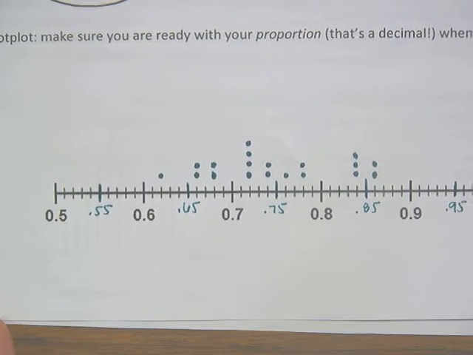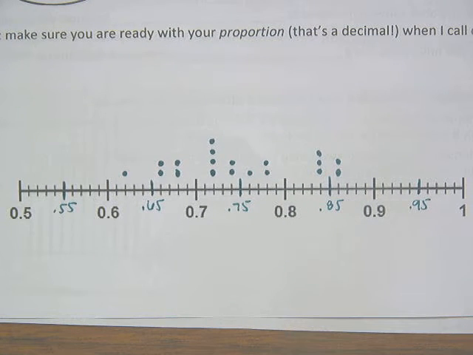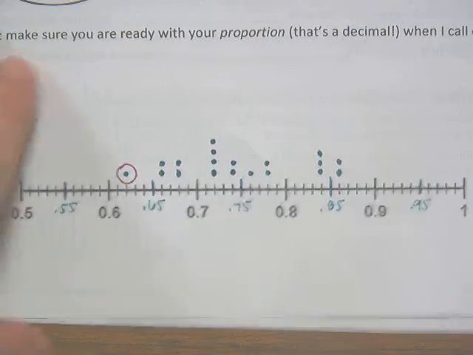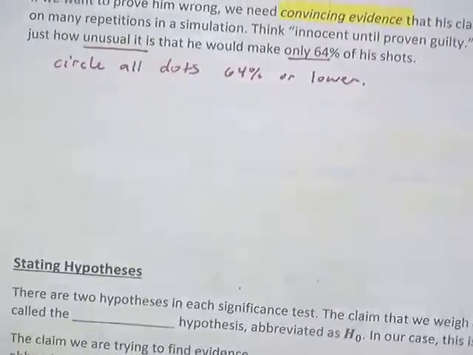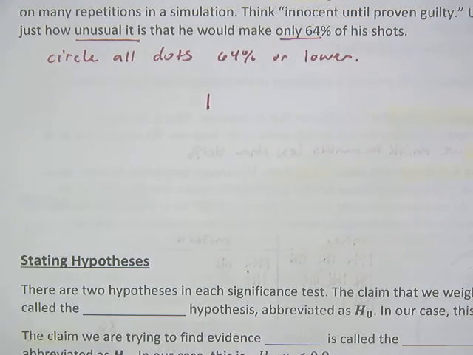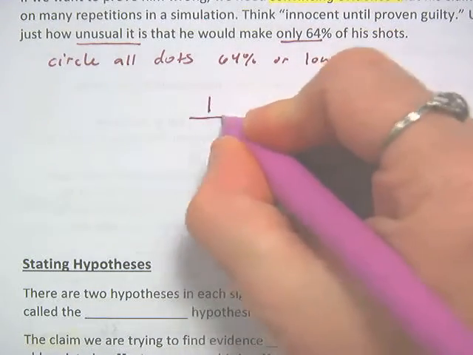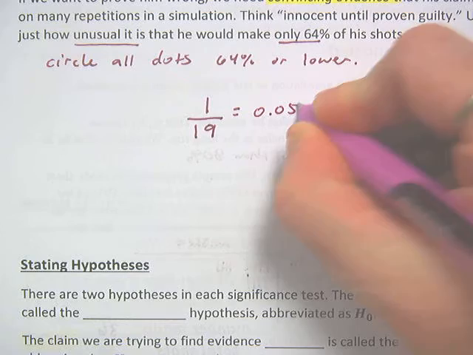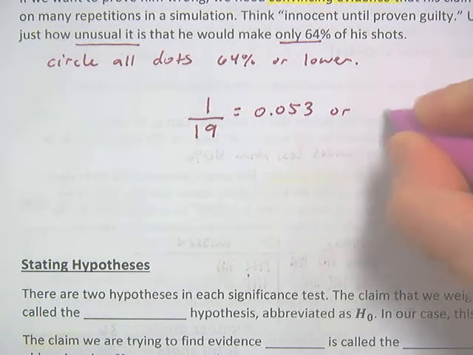How many of our simulations in this class resulted in 64% or lower? Only one. Out of how many, though? How many dots total? 1 out of 19. We've got a little class here, so that's how you find a proportion. You don't just tell me, oh, I circled one dot. You're telling me one time out of 19 did that happen. And 1 divided by 19 on the calculator is like 0.053 if we're rounding, or 5.3% of the time.